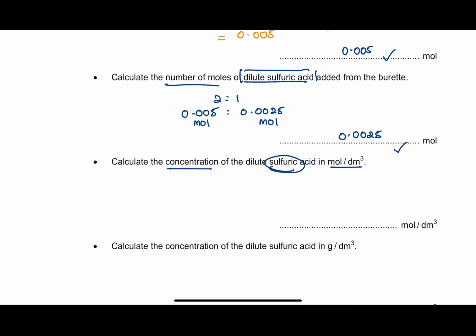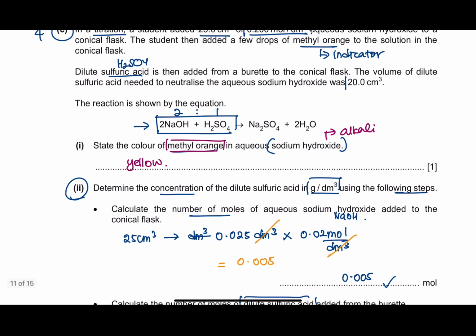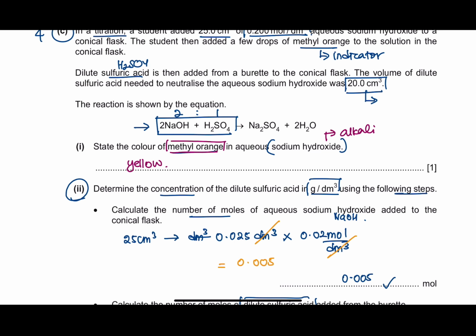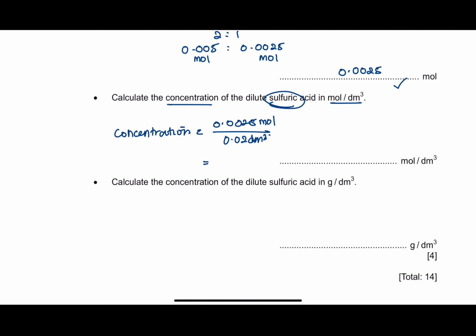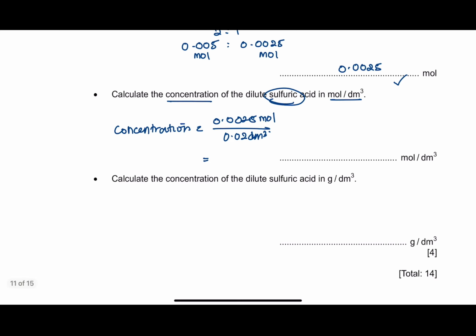Since you already have the number of mole and the volume given here in the question, all you have to do is divide it with each other. But first, do not forget to change this into dm³ by dividing by 1000, and you would get 0.02 dm³. After dividing 0.0025 mole with 0.02 dm³, you will be able to get a value of 0.125 mole per dm³.